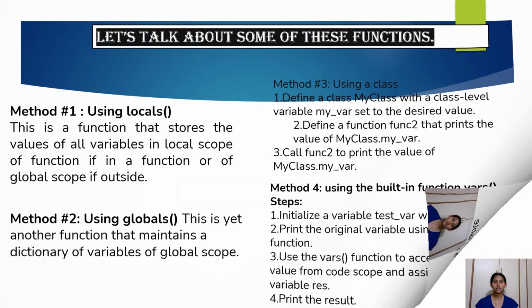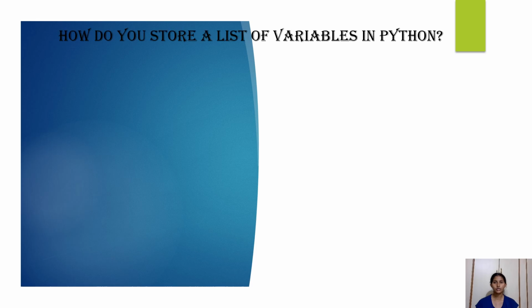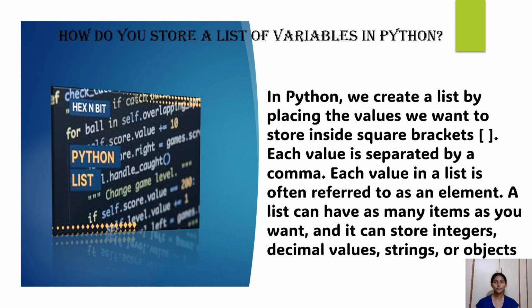So let's know how to store a list of variables in Python. In Python, we create a list by placing the values we want to store inside square brackets. Each value is separated by a comma. Each value in a list is often referred to as an element. A list can have as many items as you want, and it can store integers, decimal values, strings, and so on.